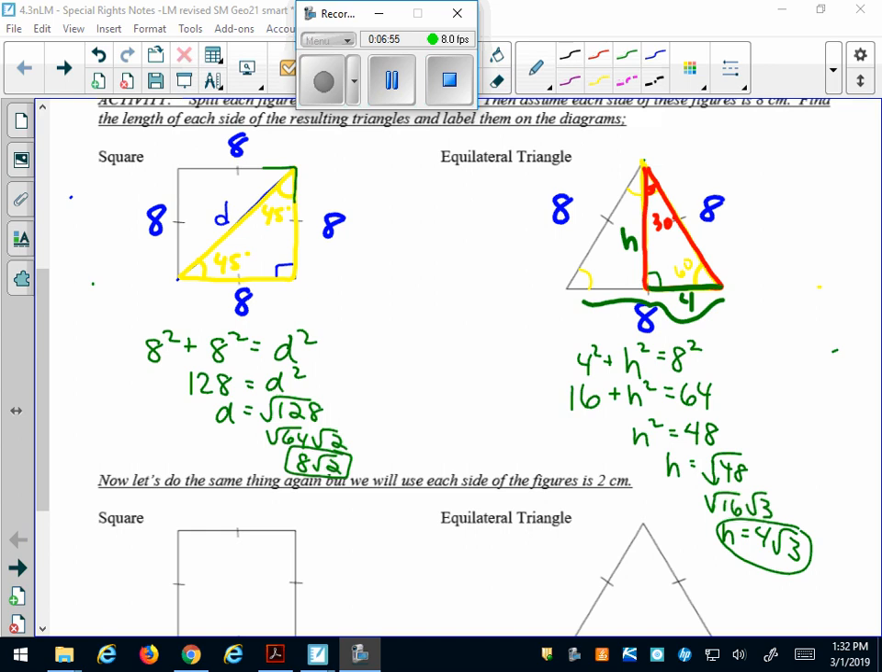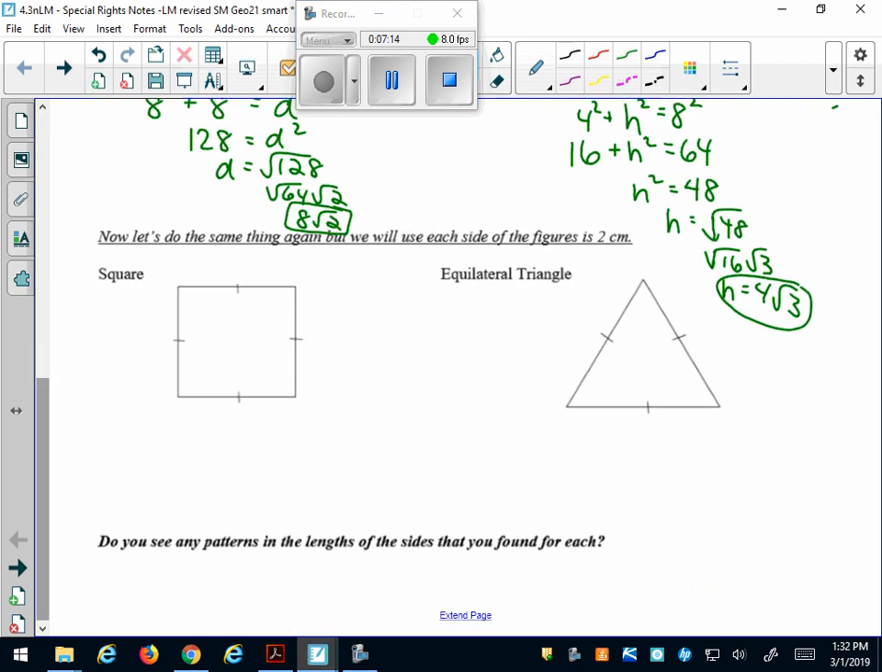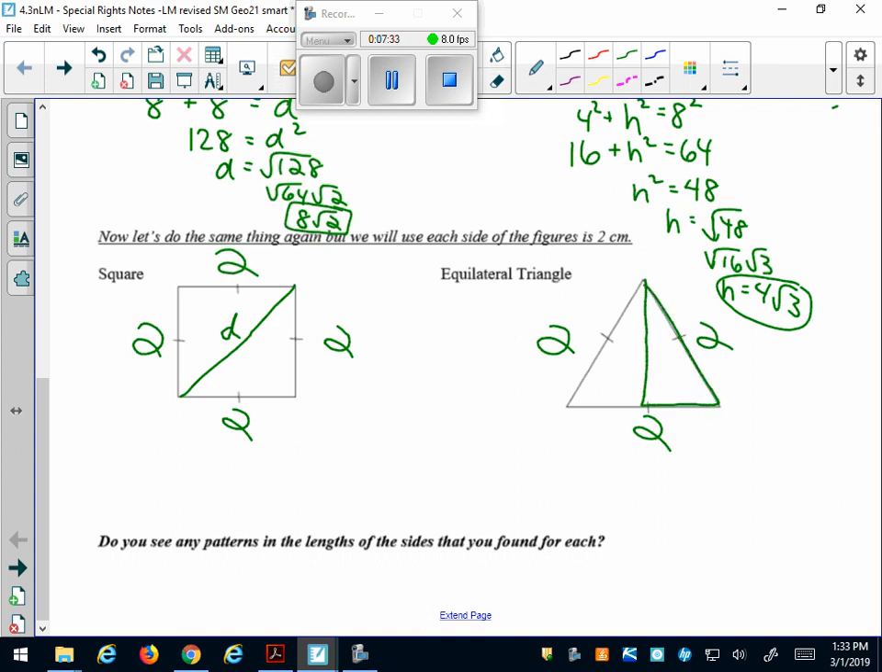Okay, so you should have 4 squared plus h squared equals 8 squared. It comes out to h is the square root of 48, which simplifies to 4 root 3. So we're going to do the exact same thing again. This time, each side is 2. Okay? A quick Pythagorean theorem here to solve for D. And a quick Pythagorean theorem here to solve for H.